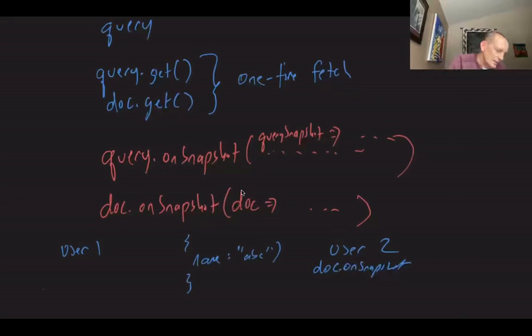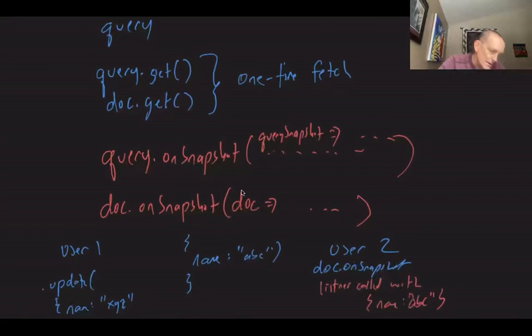Now, if user one does a dot update on that document and changes the name to XYZ, then user two's listener is going to get called again. So basically what happens is the listener gets called the first time with name ABC, and then second time it's going to get called after it was changed on another machine with name XYZ. So first with ABC, second time with XYZ. So that's great. So if it's changed on another machine, it'll update.